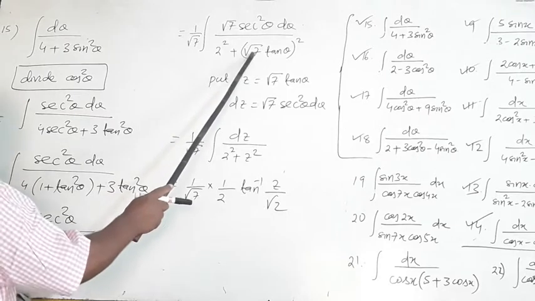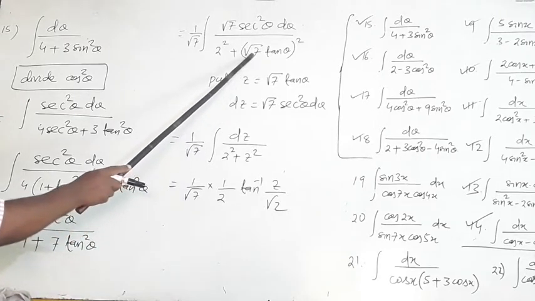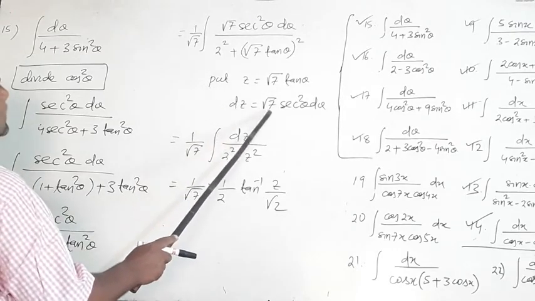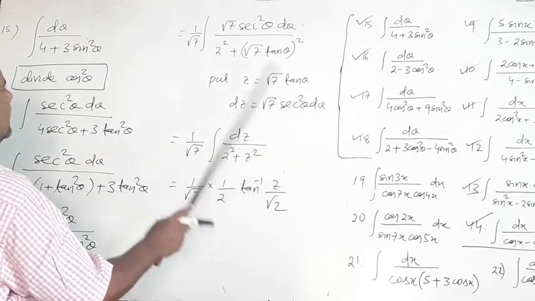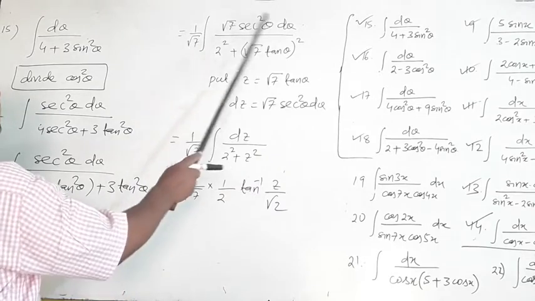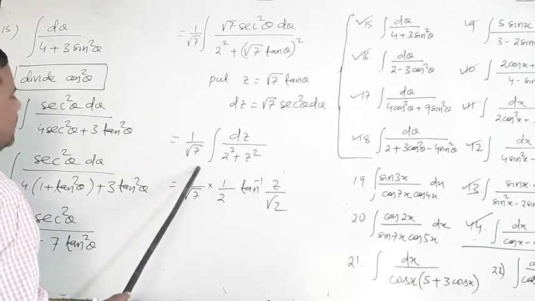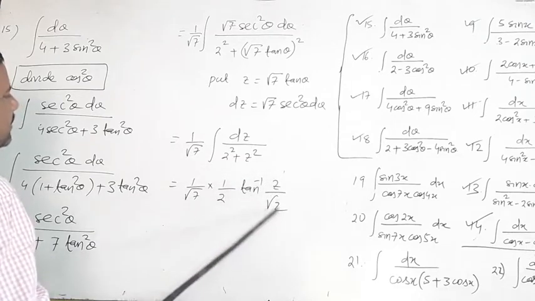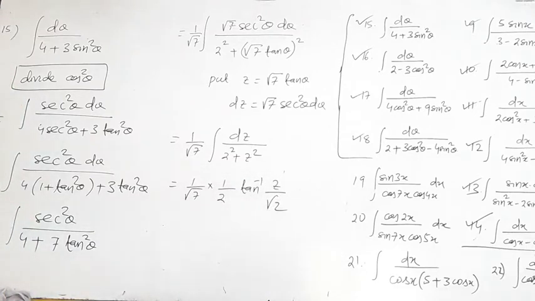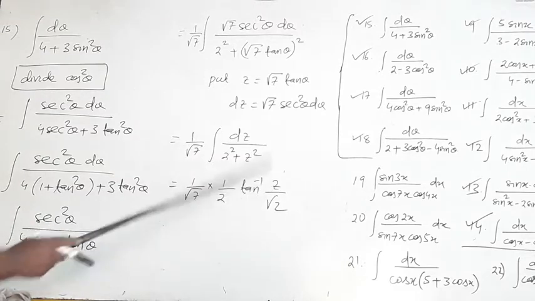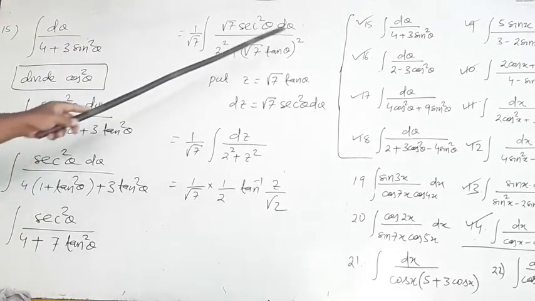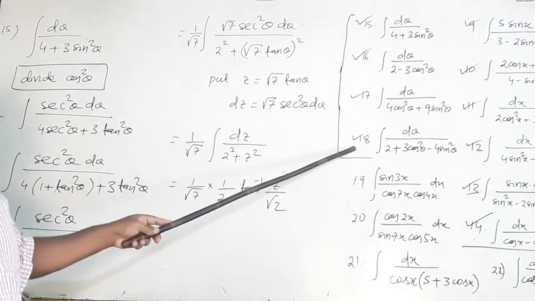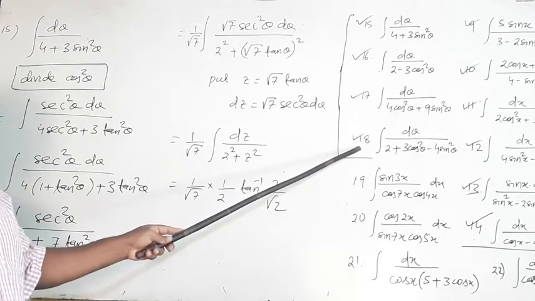Put z equal to root 7 tan theta. Then dz is root 7 sec square theta d theta. So 1 by root 7, dz by 2 square plus z square, and the formula is 1 by 2 tan inverse z by root 2, plus c. Then you can put the value of z. You can do problems number 15, 16, 17 and 18 by this method. Now I am doing just 18.